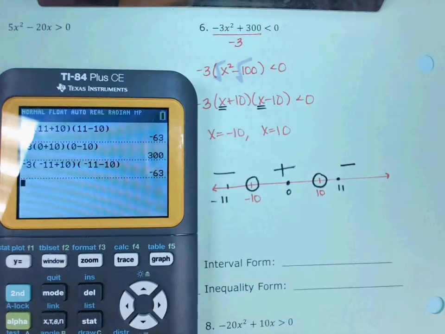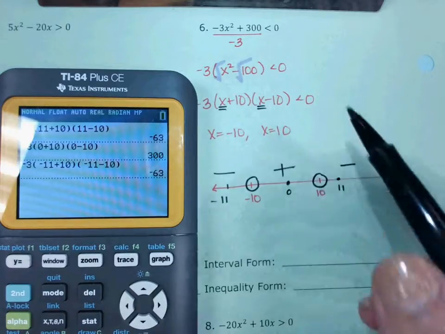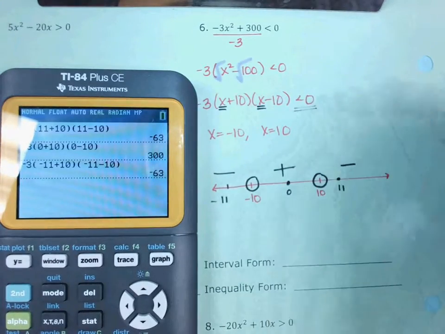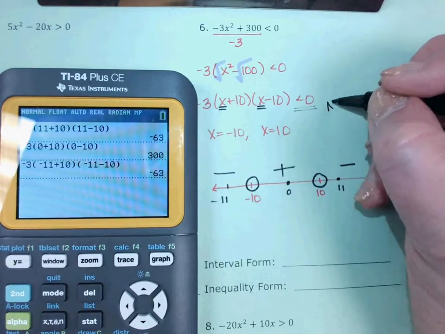Then look at your symbol, another less than. We've had a few of those. Less than 0 means I choose the negatives.